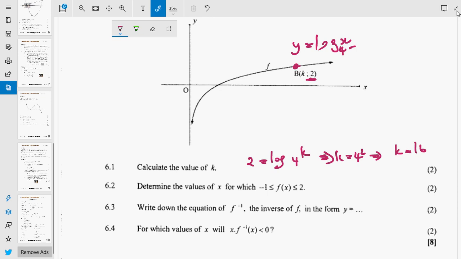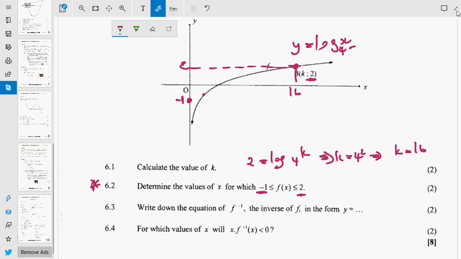The second part of this question was probably the trickiest. They're asking you for which values of x will this graph be between -1 and 2. Now we know that when y is equal to 2, the value of x is equal to 16. But what is the value of x when y is equal to -1? Okay, when y is equal to -1, what is the value of x?